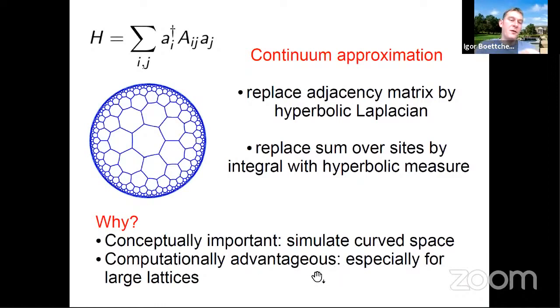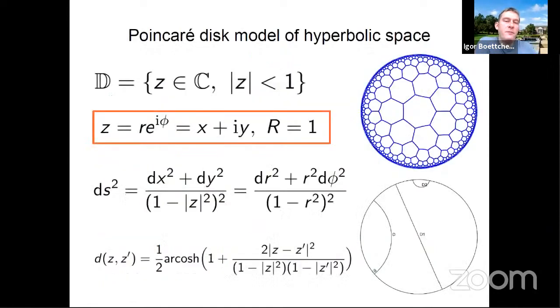So you really run into problems just diagonalizing the non-interacting system. If you have a continuum approximation, you might be able to treat really large systems much better than just direct diagonalization of the discrete system. So how do we do this continuum approximation? Well, we first need a continuum. And there's this very wonderful model of hyperbolic space, which is called the Poincare disk model. And it looks the following.